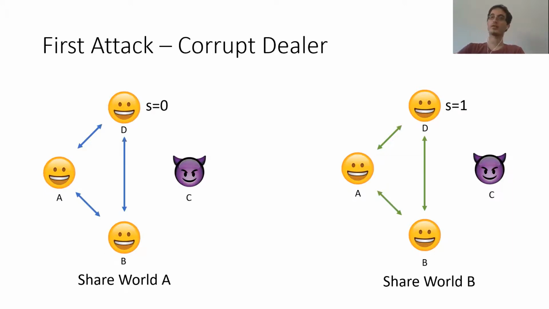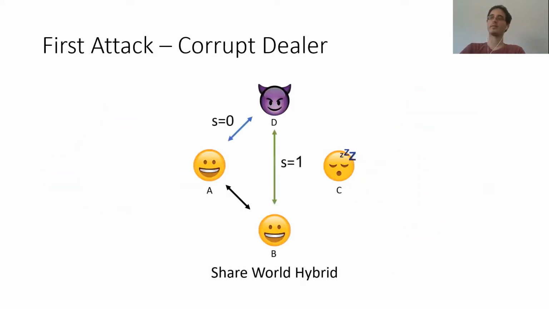Note that, as we've shown in the previous lemma, in both of these worlds, parties A, B, and D must complete the share protocol. Now we'll move on to look at this hybrid world. So in share world hybrid, the dealer D is faulty, parties A and B are non-faulty, and party C is non-faulty but slow for now.